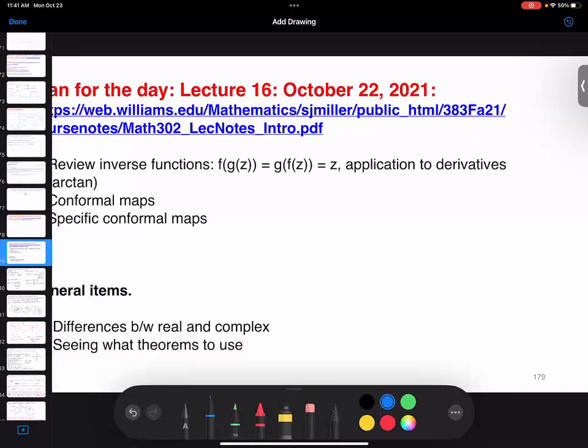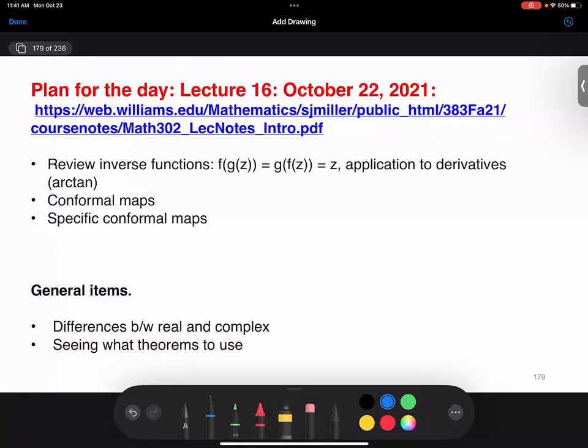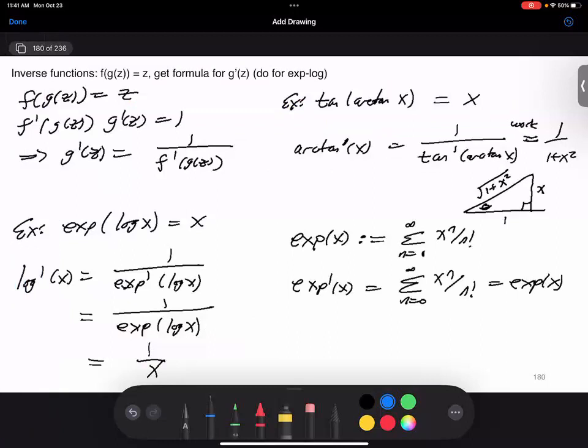Right? So we talked a little bit in the video about inverse functions. f of g of z is z, or g of f of z is z. If two functions are related like this, we can often transfer information from one to the other without too much trouble. There are a lot of differences between real and complex. One of my favorite examples is that we can use this relation to get formulas, for example, like the derivative of arctangent.